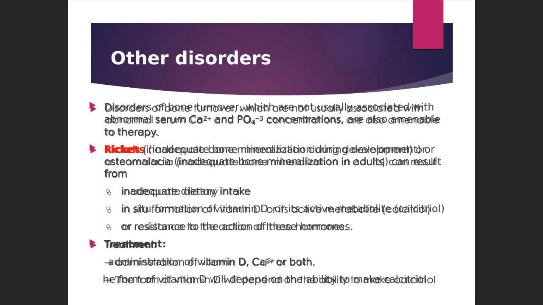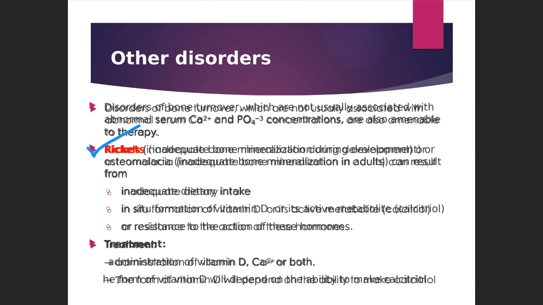The next is other disorders where calcium can be given. Disorders of bone turnover, which are not usually associated with abnormal serum calcium and phosphate concentration, are also amenable to therapy. In the case of rickets, this is a condition of inadequate bone mineralization during development, and osteomalacia, that is inadequate bone mineralization in adults, can result in this type of formation.